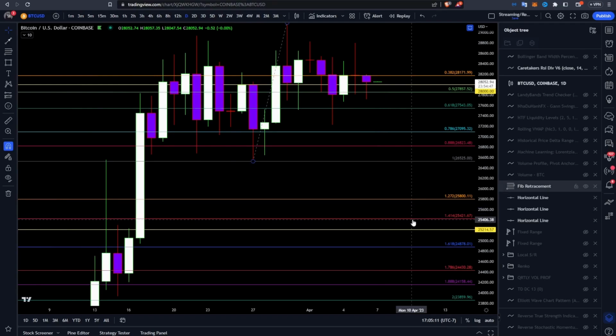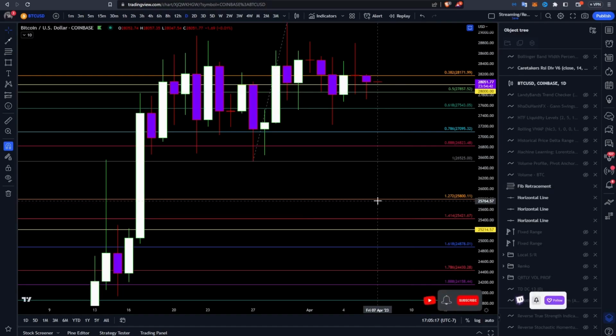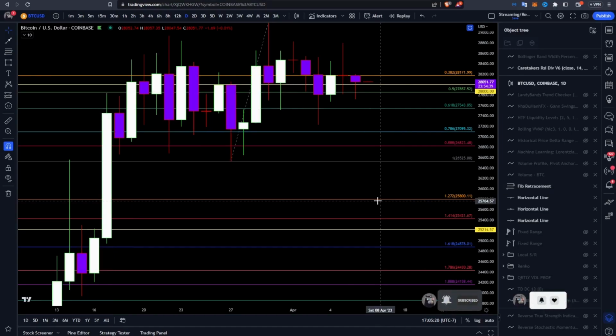We see the 1414 coming in at 25,421. So basically 25.5, just above the support there at 25,200 or so.